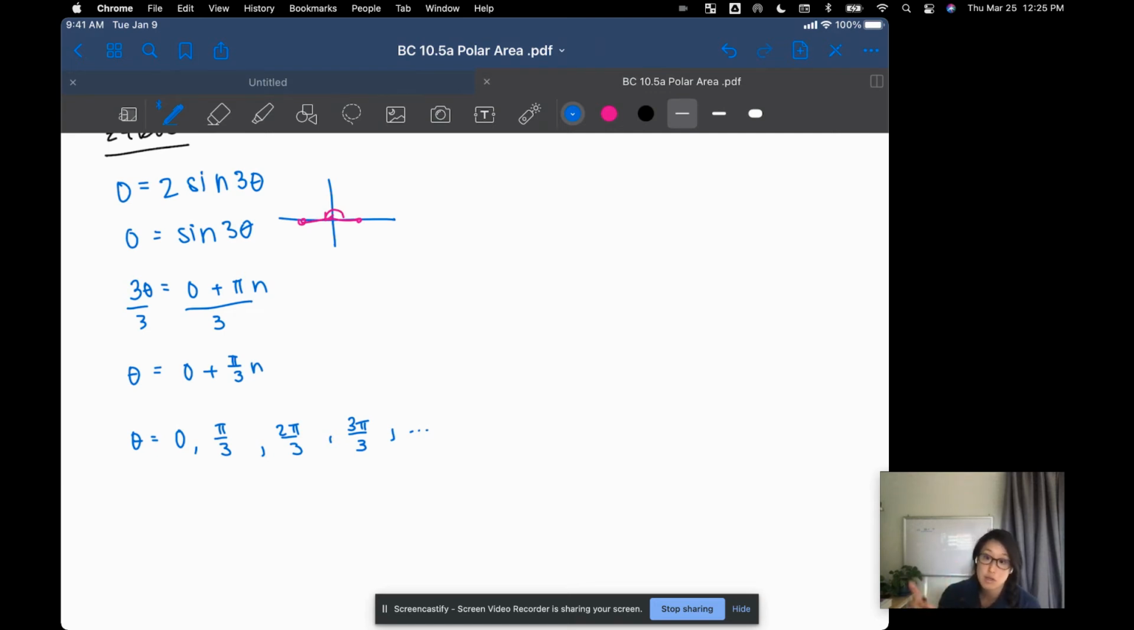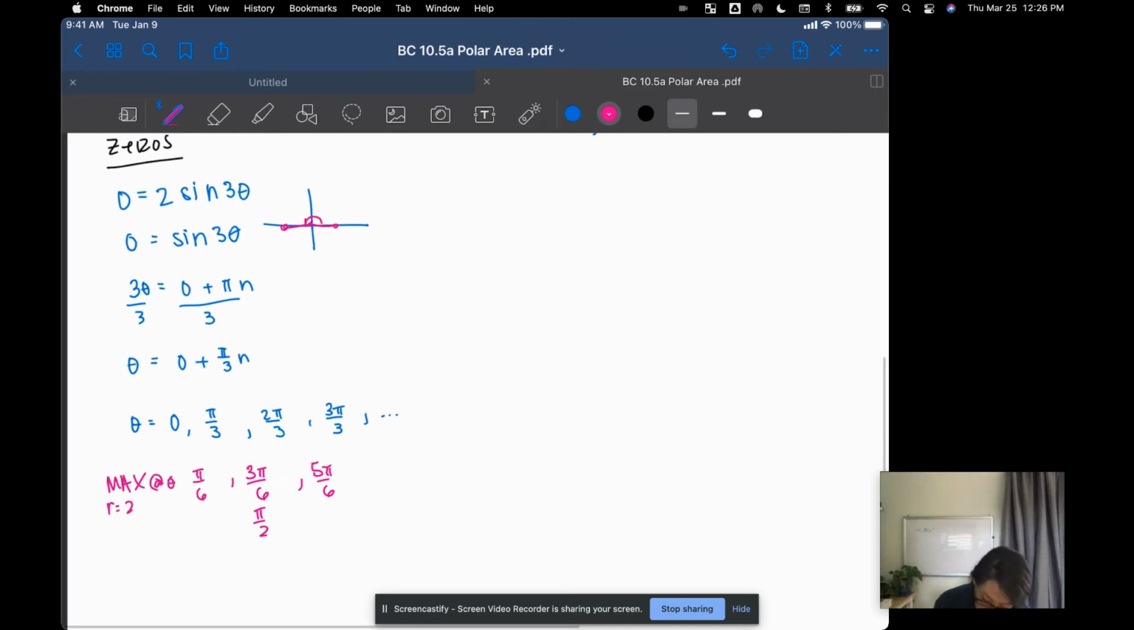So it traces itself around the second rotation, so I only need this many zeros. My max values are in between the zeros, and that's when r is equal to 2. So in between 0 and pi over 3 would be pi over 6, and then in between pi over 3 and 2 pi over 3 would be 3 pi over 6, and then 5 pi over 6. I know this is equal to pi over 2, but I like to write it like 3 pi over 6 because it makes sense in my head.